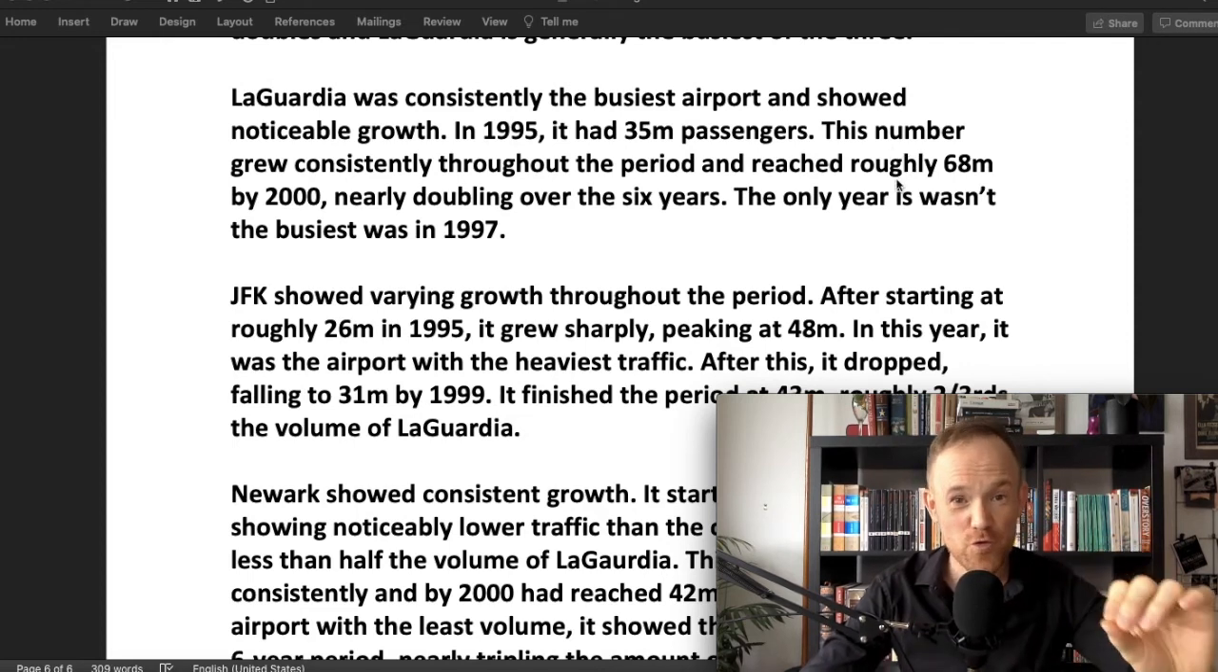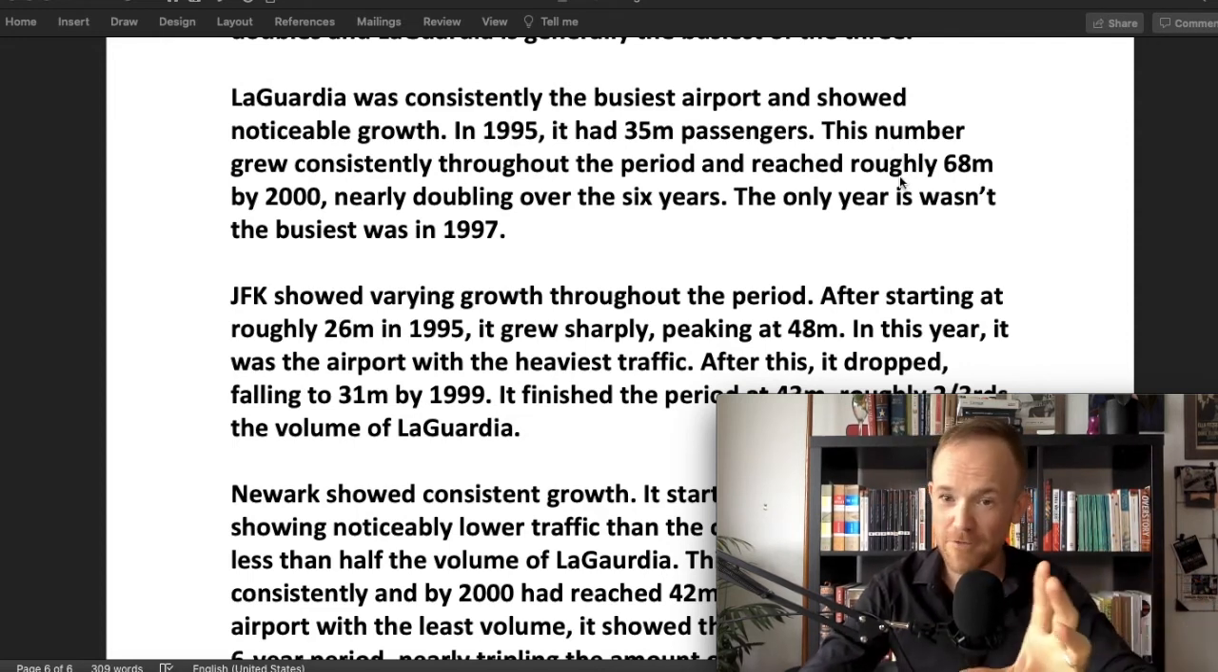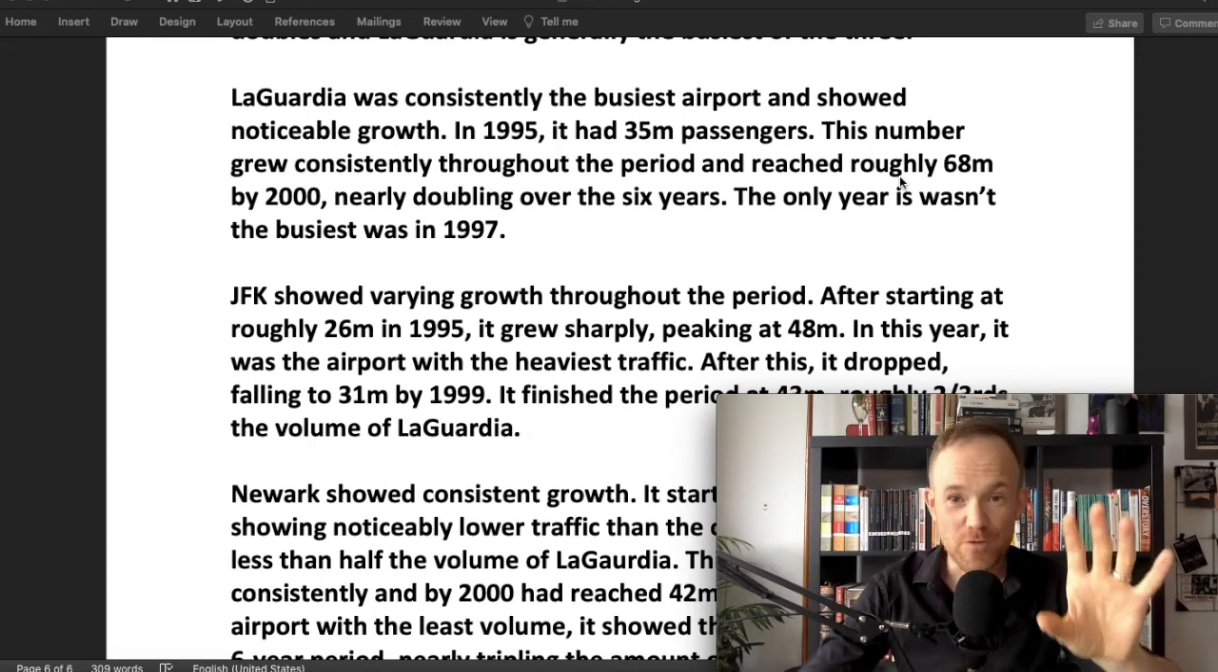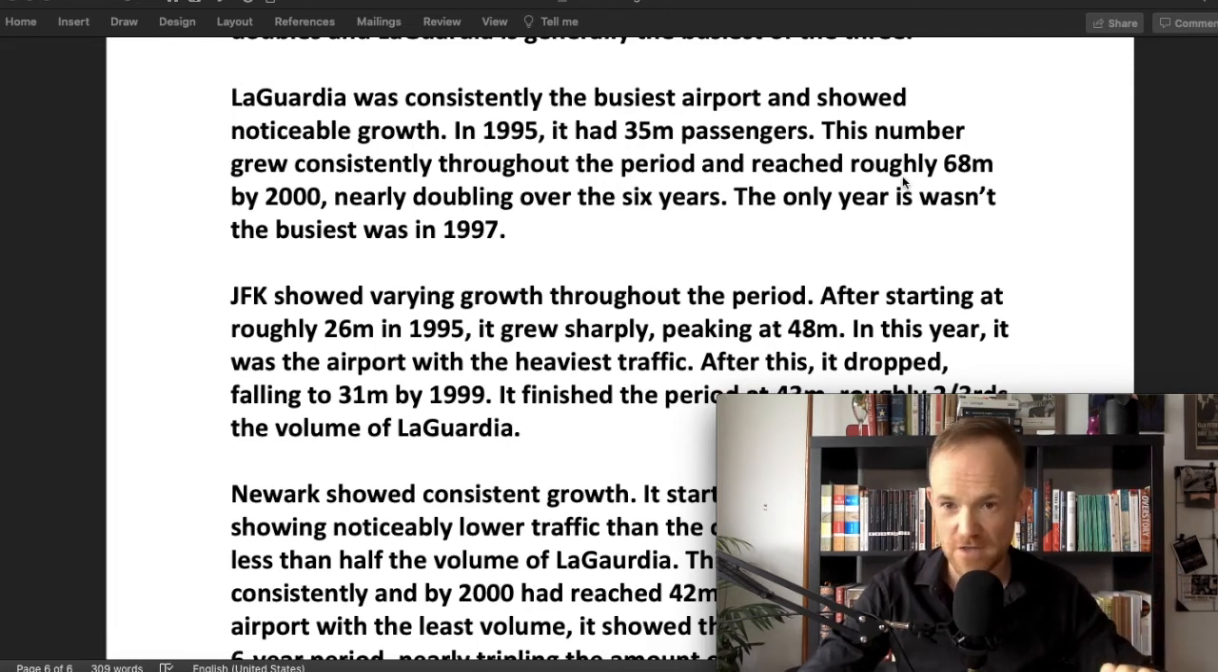This number grew consistently throughout the period. There's a piece of vocabulary to write down: and reached roughly 68 million by 2000, comma, nearly doubling over the 6 years. So that comma, ing, comma, nearly doubling over the 6 years.